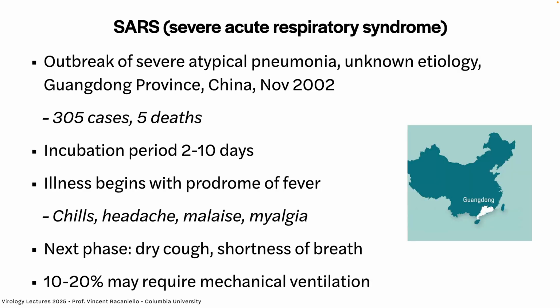So this was SARS, severe acute respiratory syndrome. It was an outbreak of atypical pneumonia in the south. November 2002 started with 305 cases and 5 deaths, short incubation period, chills, headache, malaise during the prodrome, dry cough, shortness of breath, and then 10 to 20% of people require mechanical ventilation. Now, fortunately, this virus was not transmitted effectively until the peak of disease, not transmitted during the incubation period. And so that's why eventually it petered out.